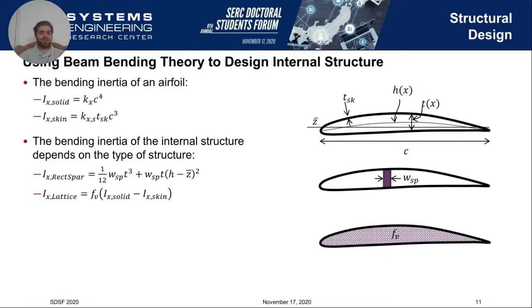And the nice thing about beam bending theory is it's linear. So if you want any combination, you can combine those two and sum up to your desired moment of inertia to give you your needed structure.